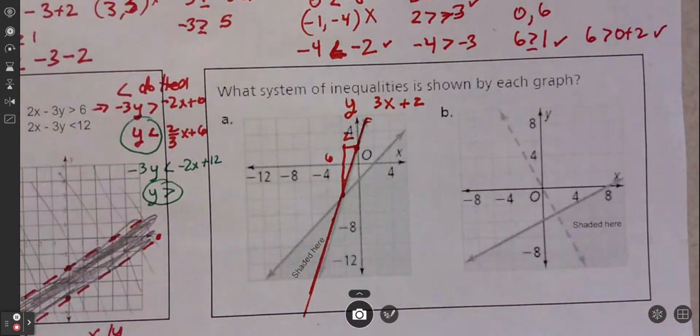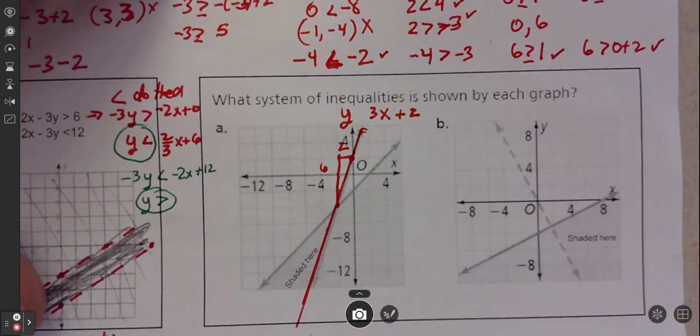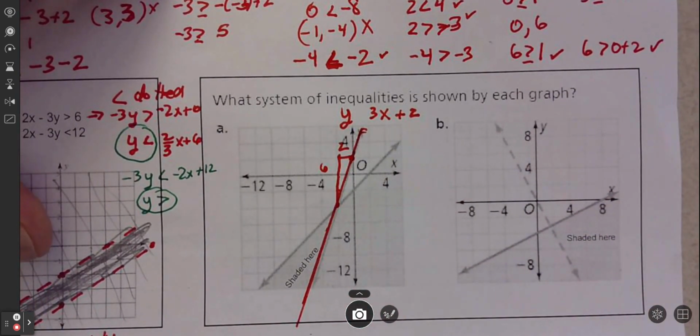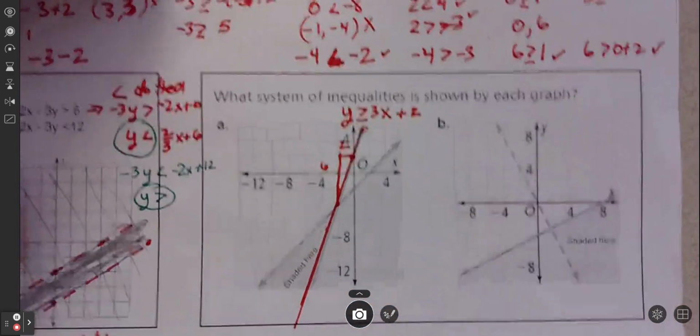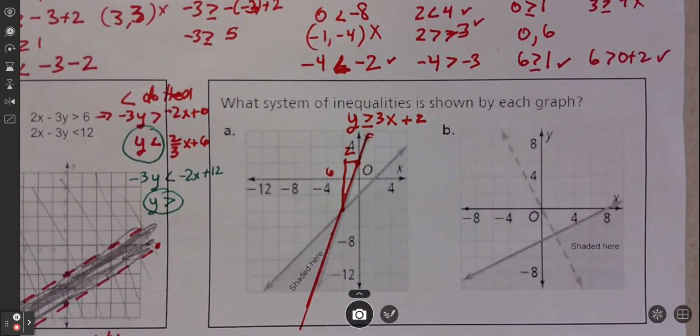And where is the shading in relation to that line? Is it above it or below it? We don't want to say left or right. We want to say above or below. Above. The shading is above this one. So that means its y is greater than or equal to, because it was a solid line. No, it's going by 2's.